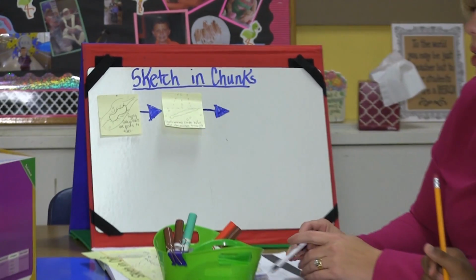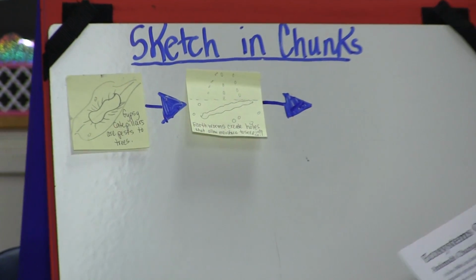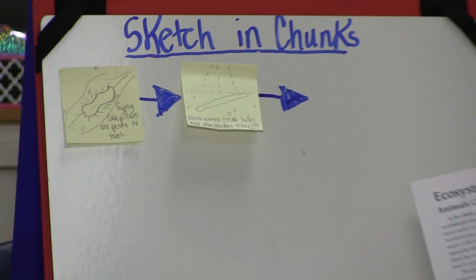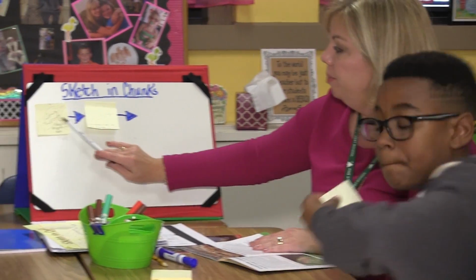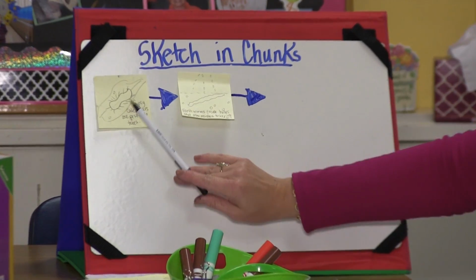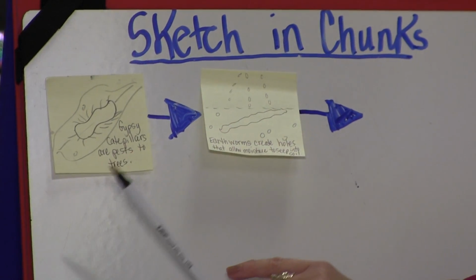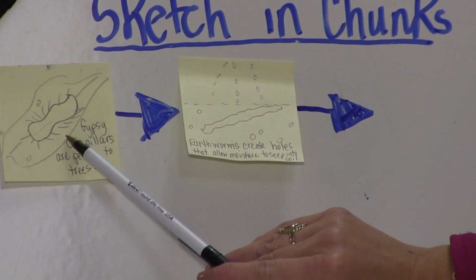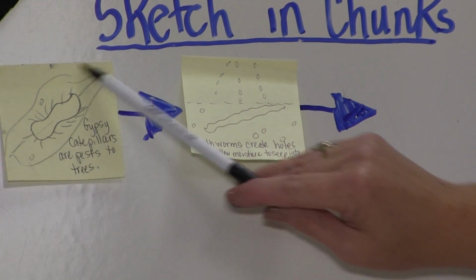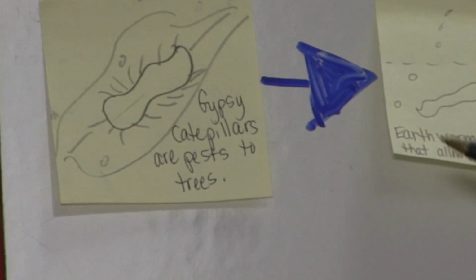Let's review. Because sometimes when we read a book like this, a nonfiction book, if we read it too fast, we forget what we've read. So let's go back and review. So let's look up here. The first paragraph talked about ways that animals, or insects in this case, harm the environment. This animal harmed trees by damaging the leaves, and it ended up killing the trees, right?